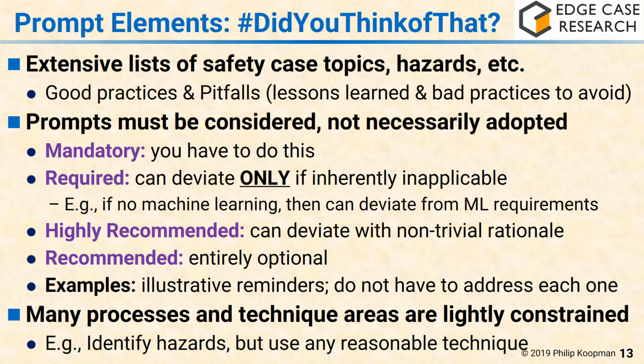Many processes and technique areas are lightly constrained. Typically, for example, we'll say you have to have hazards. But what about how you identify hazards? Well, there's a section identifying, I think, about a dozen techniques that can be used to identify hazards. You just have to use one, or any other one you want. You just have to say which one you use, but it doesn't say you have to use the one in 26262, for example. So it's quite flexible on process, but in the end, there are some things you have to do.